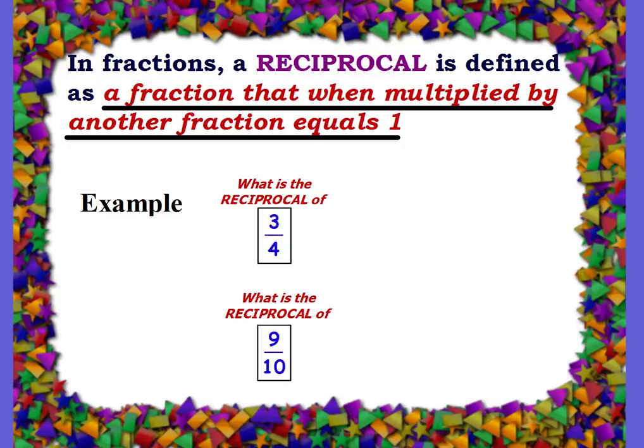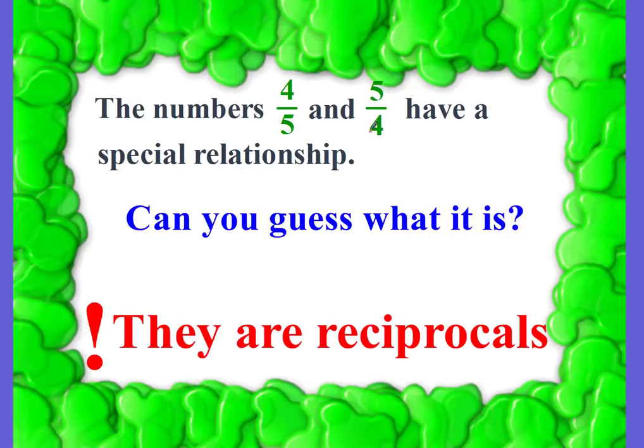Okay, if you'll notice, 4/5 and 5/4, all they've done is what? They flipped. They've turned upside down. The 4 becomes the denominator, the 5 becomes the numerator. And when you multiply them, 4/5 times 5/4, you get 20/20, which equals 1.